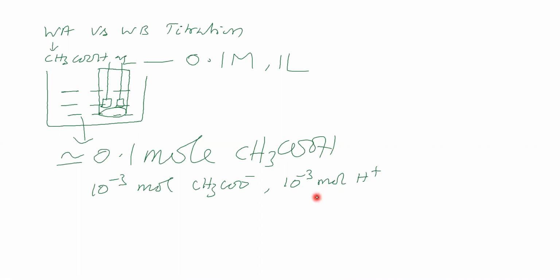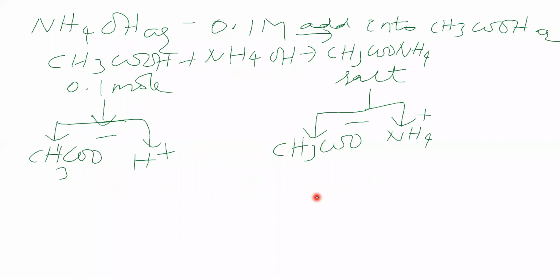You are adding ammonium hydroxide into this acetic acid solution. A chemical reaction takes place. Acetic acid reacts with ammonium hydroxide to give ammonium acetate and water. Ammonium acetate is a salt, so it undergoes almost complete ionization to give acetate ion and ammonium ion. The remaining acetic acid is a weak acid; it undergoes partial ionization to give acetate ion and H plus ions. So the resultant solution contains ions.